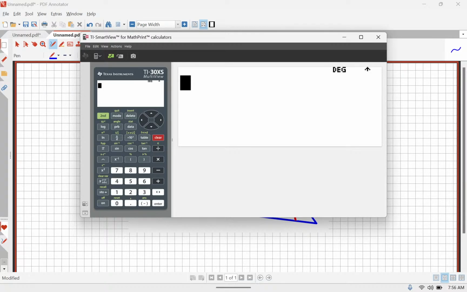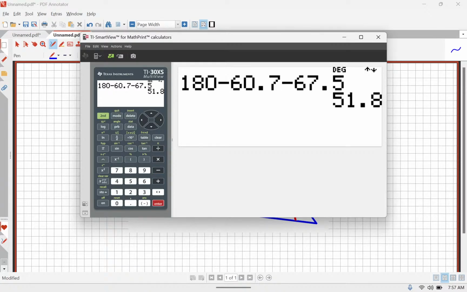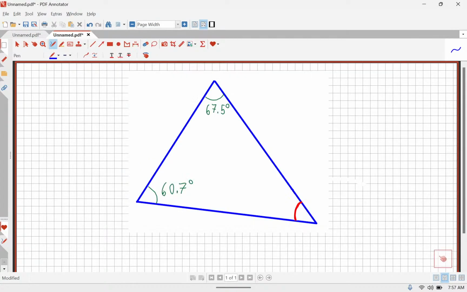I'm just joking around. Anyway, if you do 180 minus 60.7 minus 67.5, you get 51.8. That means this angle is 51.8 degrees. But remember, guys, that angle was also 4x minus 7. Again, you can ignore the part with the variables on problems like this until you have to deal with it.